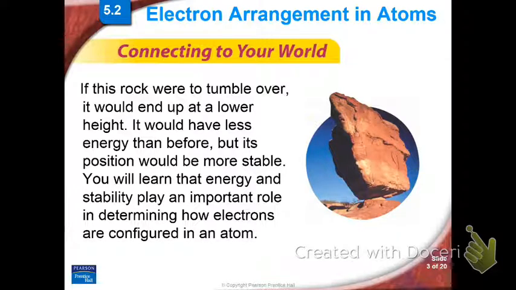Today we're going to start talking about how those electrons are arranged in the atoms, and we're going to learn how to make electron configurations. Have you ever been out west where there are these beautiful red rocks? Many of them are in very interesting configurations. What would happen if this rock tumbled over? It would fall to a more stable position, but it would have less energy. A lot of times our electrons work in the same way.